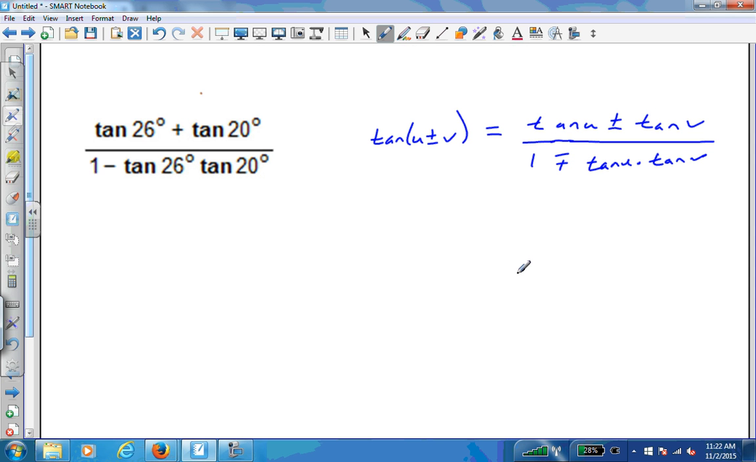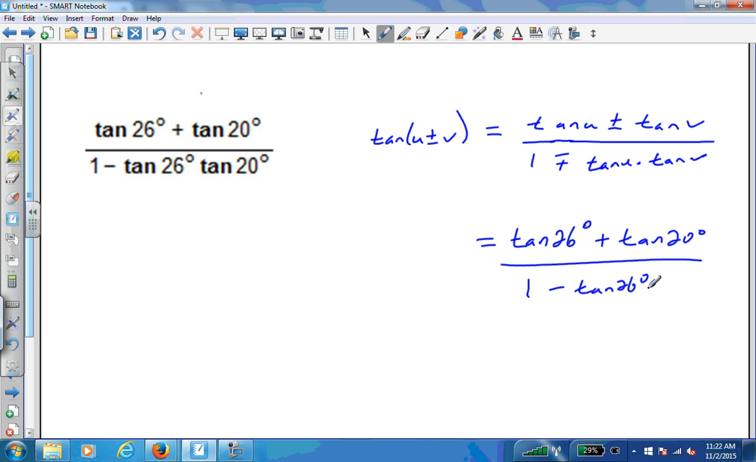So notice they give us tangent 26 degrees plus tangent 20 degrees over 1 minus tangent 26 degrees tangent 20 degrees. So they're giving us the right side, and what is u? 26 is u. What's v? 20.